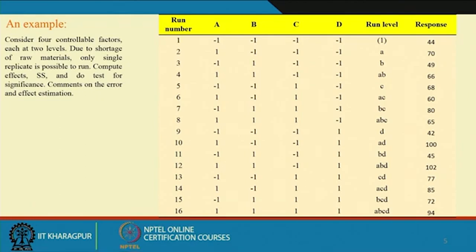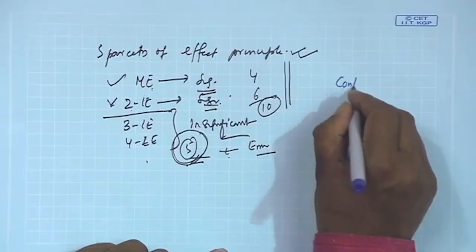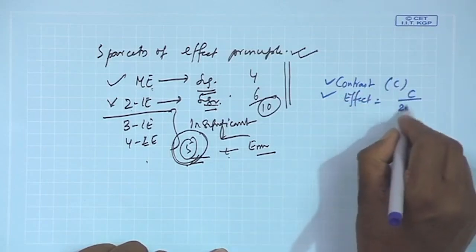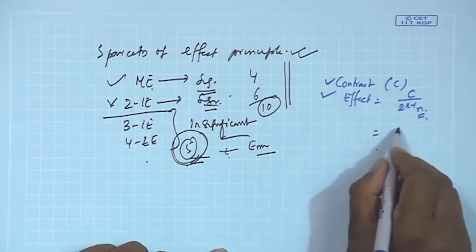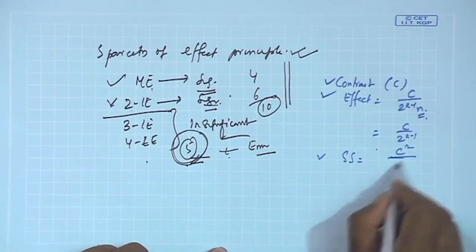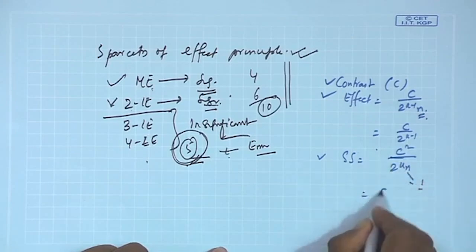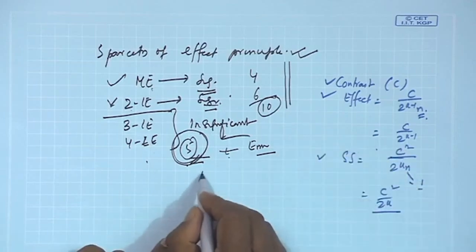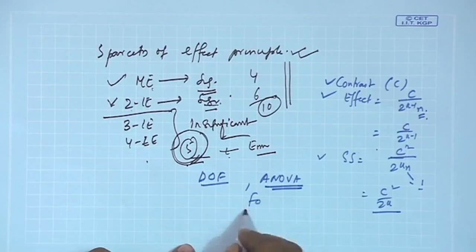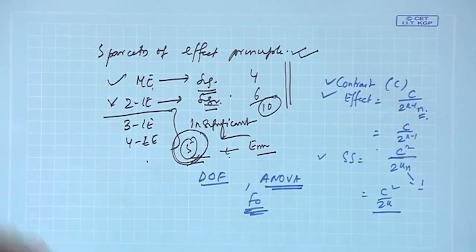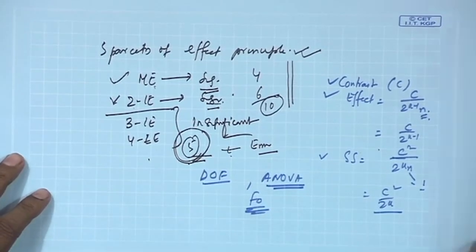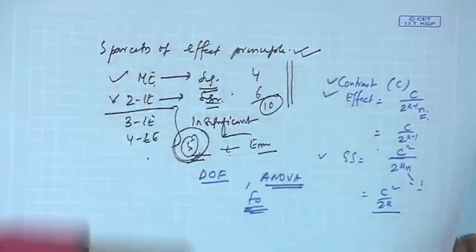By this time, I am assuming that you all know what a contrast is, and how to compute the effect, equal to contrast divided by 2 to the power k minus 1 into n, where n is 1. Then SS of the contrast is c squared by 2 to the power k into n, with n equal to 1, so that is c squared by 2 to the power k. You also know the degrees of freedom, the ANOVA table, and how to estimate F0. We have deliberated all those things in almost all the lectures: what is ANOVA, what is degree of freedom, what is F0. So, I am sure you will not face any problem related to hypothesis testing.